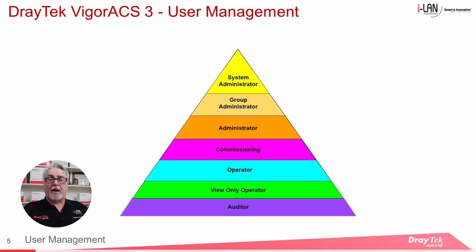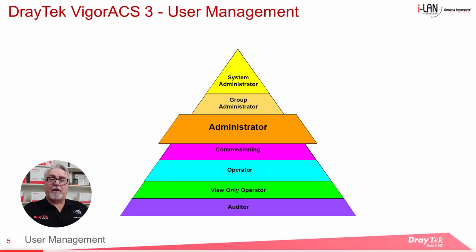In this diagram, we have the 6 different roles that can be assigned to a user. At the top of the pyramid, we have the system administrator, which has the highest authority and has complete control. Below that, we have group administrator, who can manage an assigned network group and is able to create users below this role except for the auditor level. Next, we have the administrator role. An administrator can do most of the same things that the group administrator can do, but can't create users or perform certain tasks, such as configure server functions.